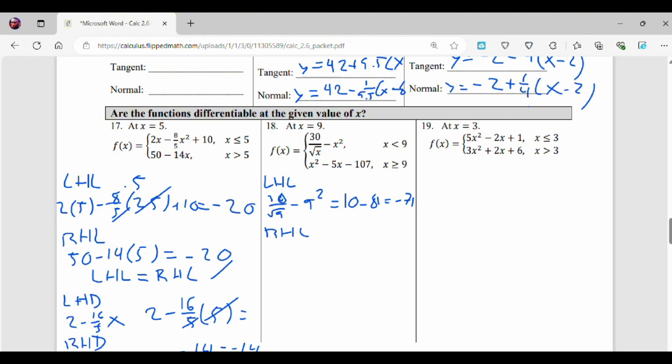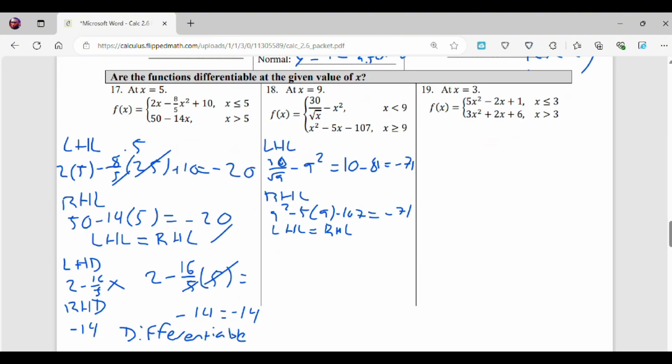Right-hand limit: 9 squared minus 5 times 9 minus 107. So 81 minus 45 is 36. 36 minus 107 is going to be negative 71. So LHL is equal to RHL. Next, we're going to check for differentiability.